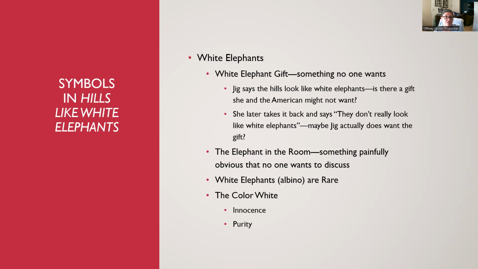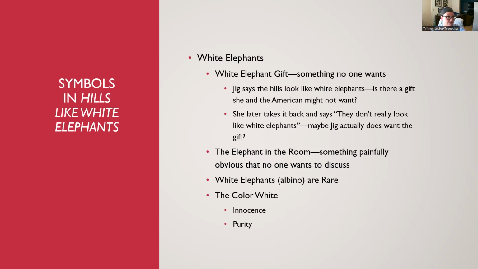Jig says the hills look like white elephants. So is there a gift that she and the American might not want? She later takes it back and says they don't really look like white elephants. So maybe Jig actually does want the gift. Maybe it's not so much a white elephant gift, but just a gift.